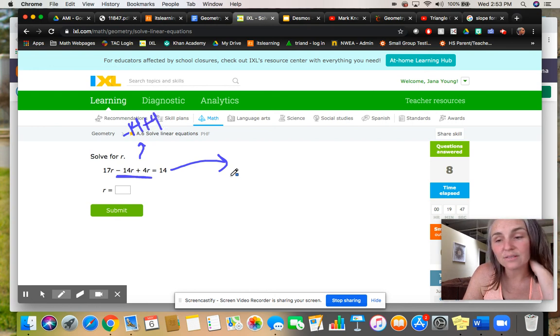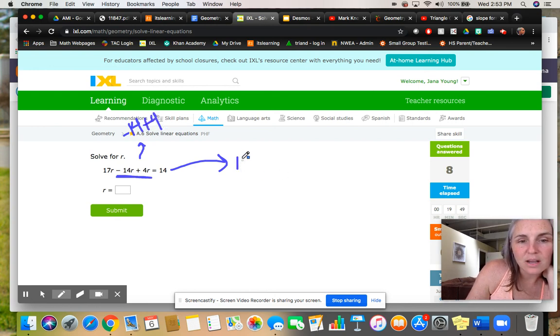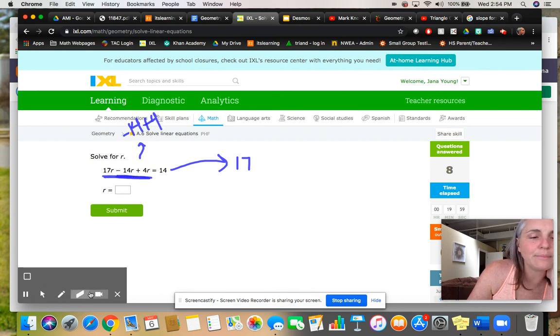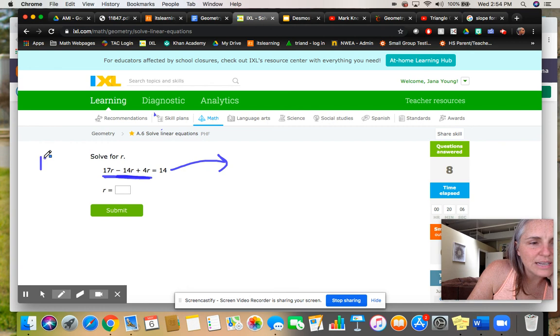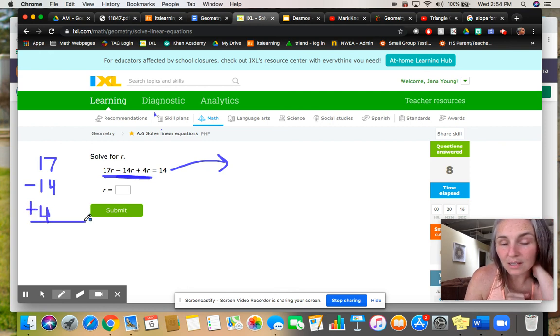Which is negative 10. So this becomes 17R. Wow, there's a whole nother R here. Y'all, these all have R in them. Okay, back this train up. We're going to do 17 minus 14 plus 4. That's what we're going to do.